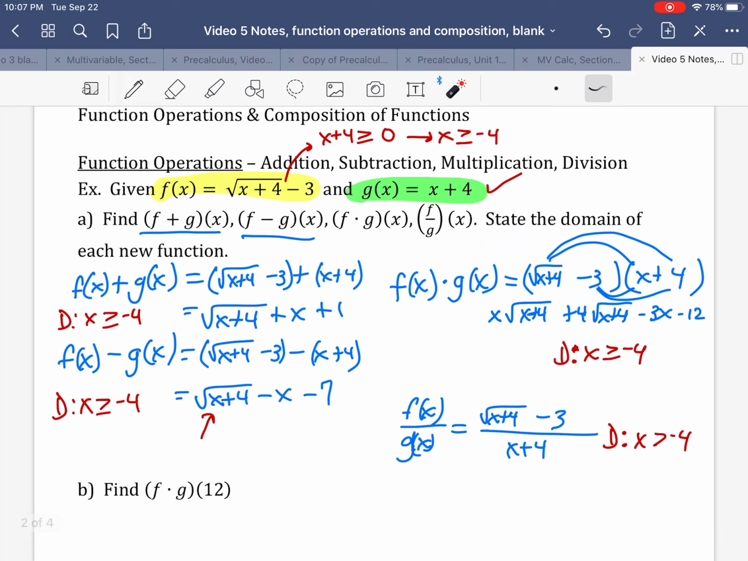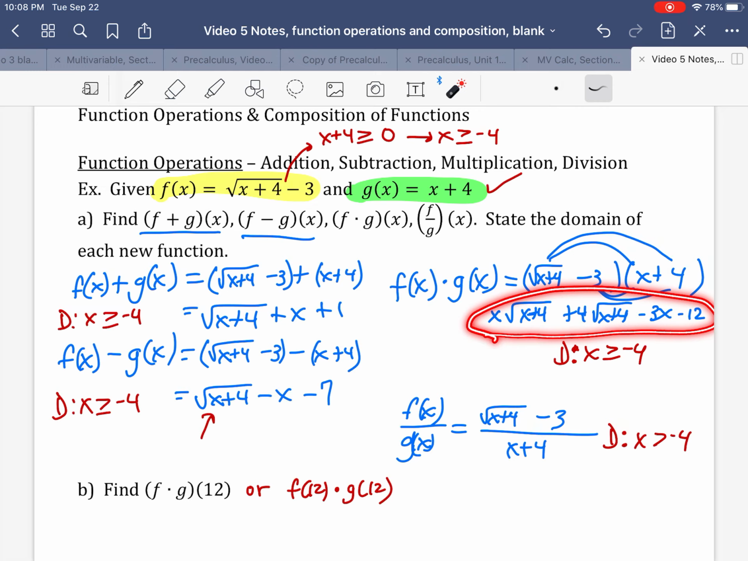All right, and last question here. This one says f times g of 12. So I already have an expression for f times g. So there's a couple different ways that you could do this problem. Let me get my pen back. I could do this as f of 12 times g of 12. So I could plug 12 into each problem, f and g, and then multiply the answers. Or I could look at this answer that I did up here, and I could plug 12 into this. I think I'm going to go with this route instead. I'm going to plug 12 into each of my original problems and then get the answer.